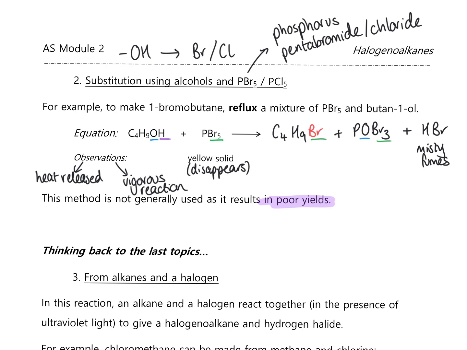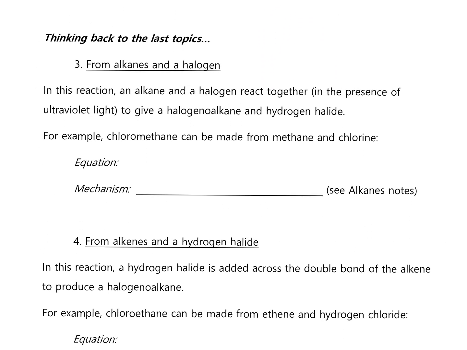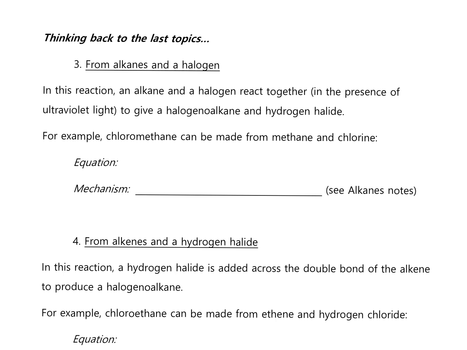As it says below here in your notes, method number 1 is preferable over this method. And then the next two methods of preparation, methods 3 and 4, you've actually already met before. So this is a nice part of organic chemistry where we start to see the links between the topics and the links between the different families that we have.